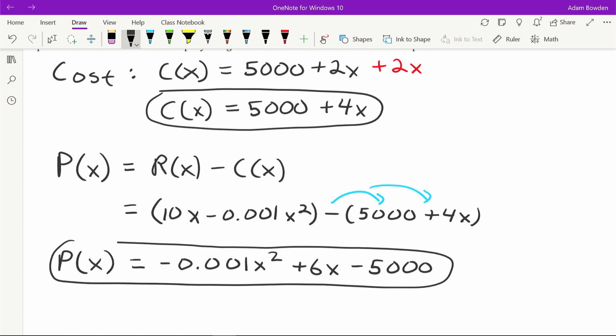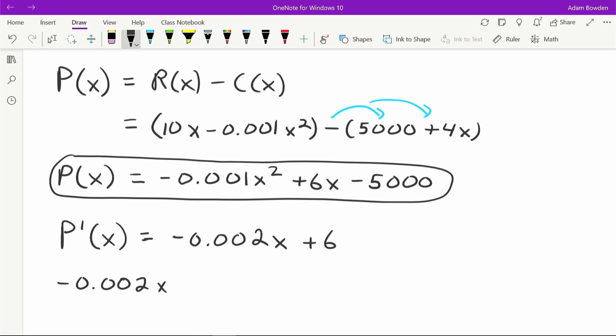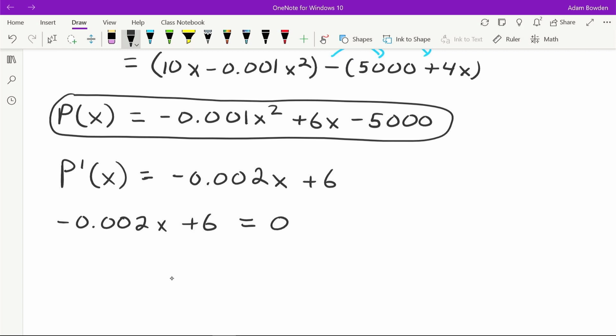Again, I didn't show the full process because it's almost identical to the last example, just with some different numbers. Okay, and then we'll go ahead and find the first derivative, P prime of x is equal to negative 0.002 x plus 6. We'll set that first derivative equal to 0 and solve. And I'll go ahead and save y'all the time of having to watch me solve it again because it's almost identical to the last one. In this case, though, we'll get x is equal to 3,000 after solving it.